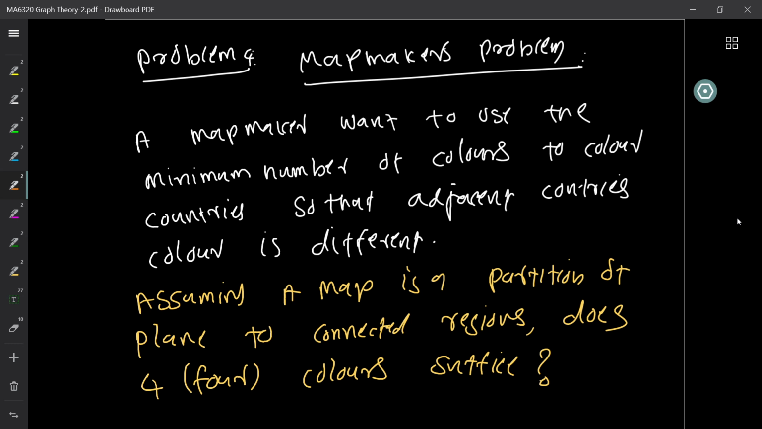Now, here is another problem called the map maker's problem. So when you take political maps or geographical maps, you want to give colors to the countries or districts of a country such that adjacent countries will get different colors. Because then, when you look at the map, you will be immediately able to see the border of a country and what the neighboring countries are.